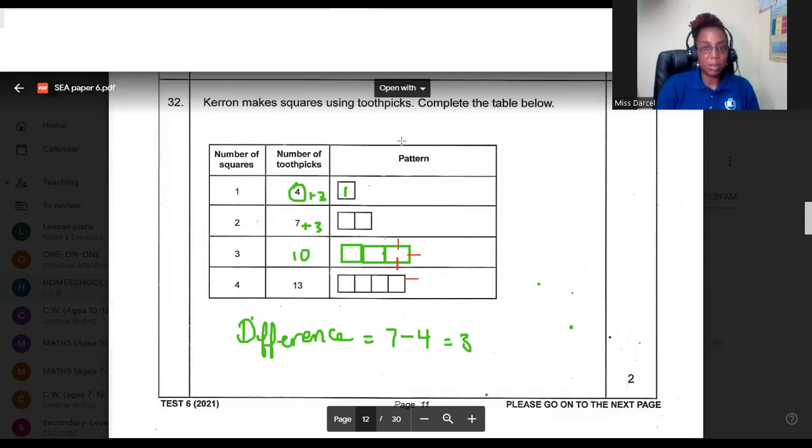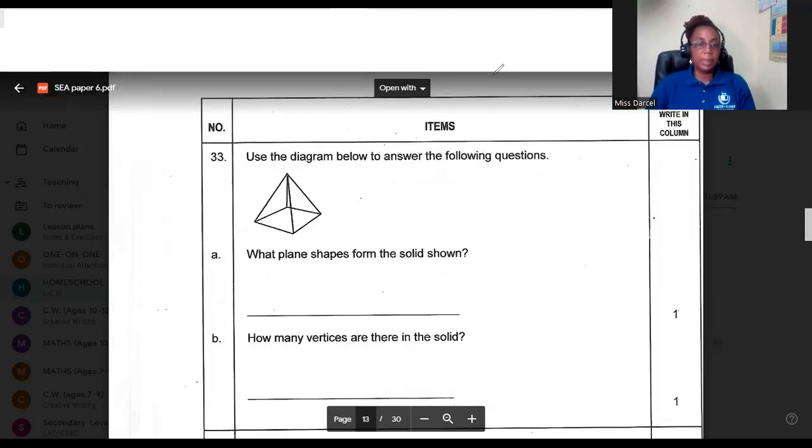On to the last one. All right, last question. Use a diagram below to answer the following question. What plane shapes form the solid shown? Right, so first off, we have this here. Right, that's a square. And these here are triangles. So we can just say square, triangle.